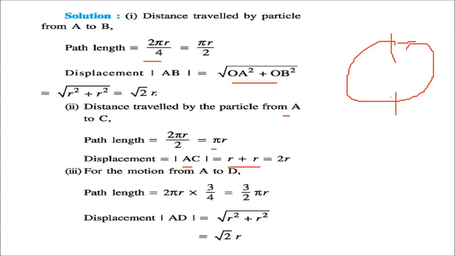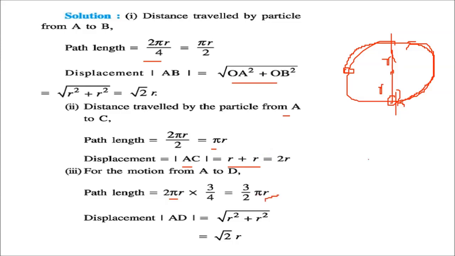Displacement is what? r plus r. From here to here, it is r. From here to here, it is r. So displacement is 2r. From A to D, this has to be taken totally. So this is 3 by 4th of 2 pi r. 2 pi r is the total circumference, so we have to take only 3/4.